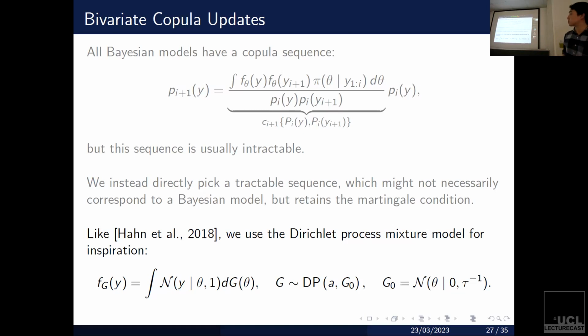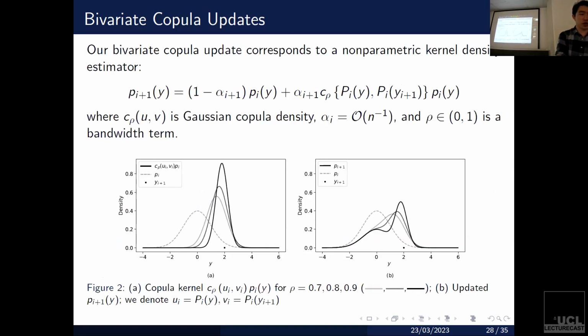We're going to be relying on the Dirichlet process mixture model, which we already know has connections to the kernel density estimate. But now we're going to see a much more explicit kernel density estimate type update. Okay, so the update is given here. I'm going to break it down term by term. Essentially, what we argue here is that this update is basically a nonparametric kernel density estimate. So let's look at the equation.